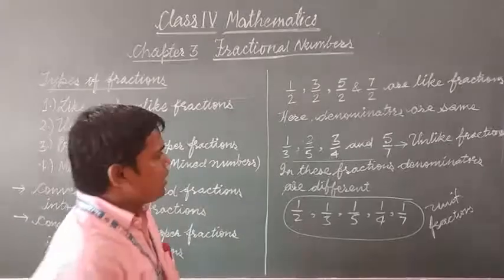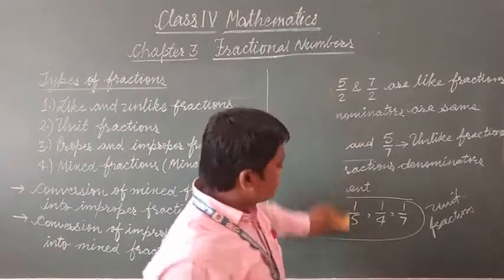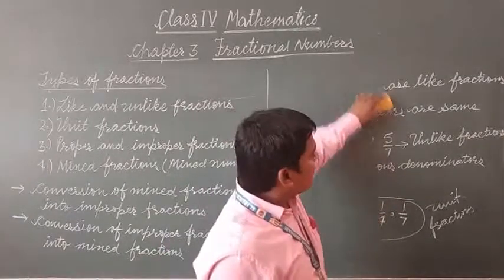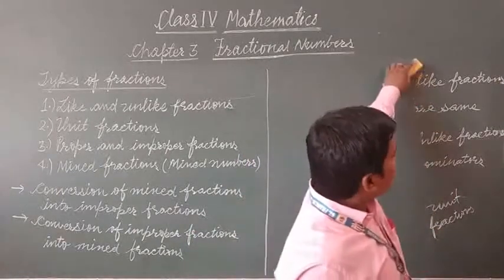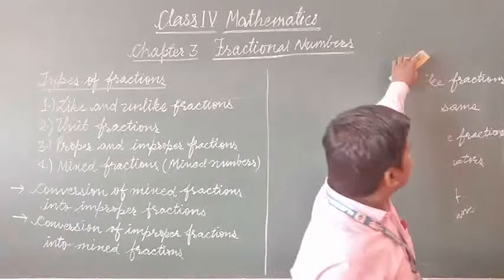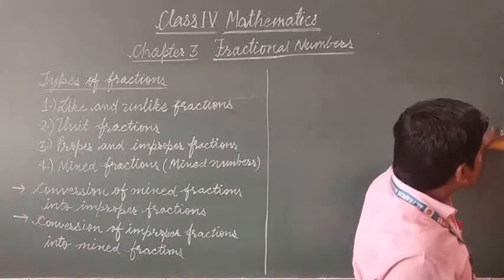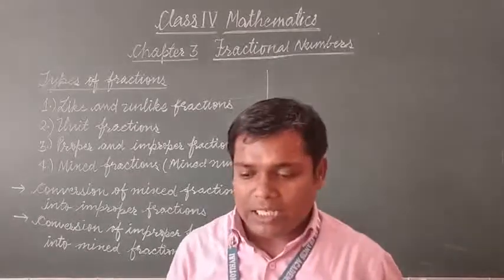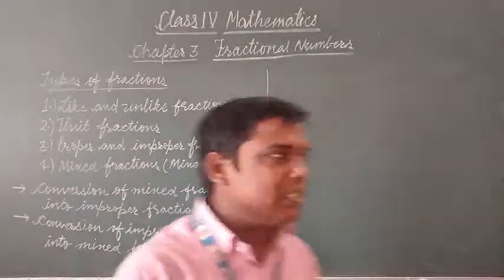Look at the examples here. I am reading. Proper or improper fraction. The definition of proper fraction is that the fractions having numerators smaller than their denominators. Fractions in which numerators are smaller than denominators are called proper fractions.